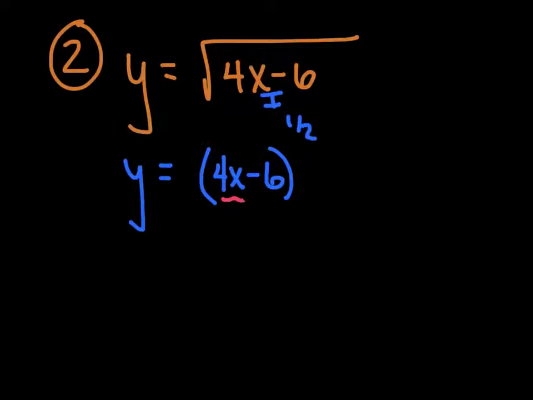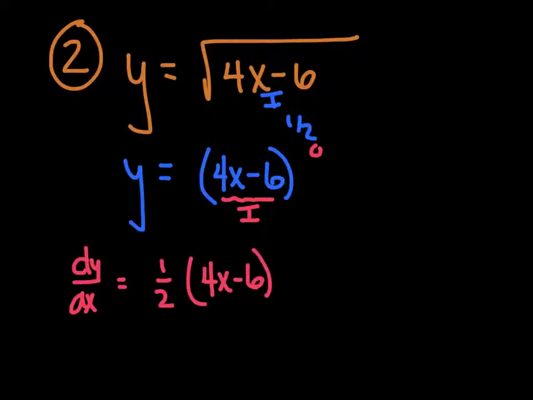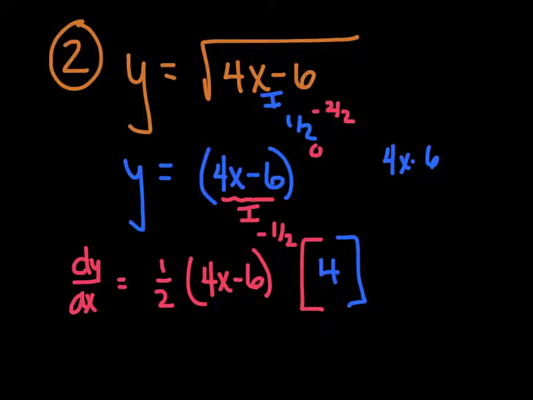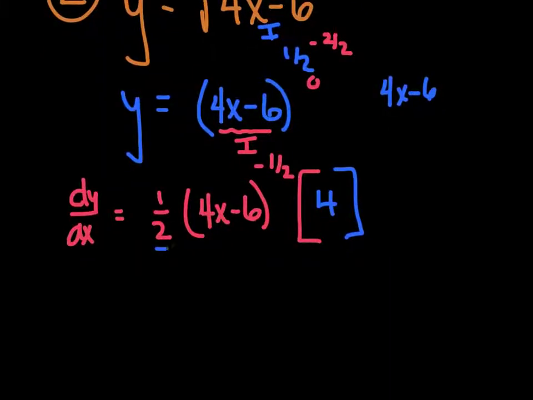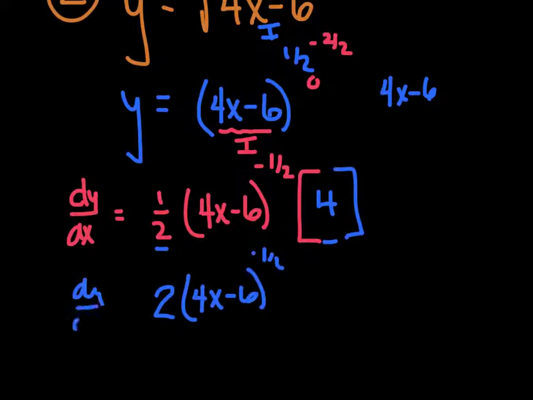So now again, I hope the inside is obvious and the outside is obvious. So dy dx equals derivative of the outside, so 1/2, keep the inside. Okay, now subtract 1, so minus your 2 over 2 gets me a negative 1/2. Now times the derivative of the inside. Well, your inside, remember, was 4x minus 6, so its derivative is just 4. If I clean that up, I can multiply the 1/2 and the 4 to get 2 times 4x minus 6 to the negative 1/2. Perhaps that's not a choice if it's multiple choice.